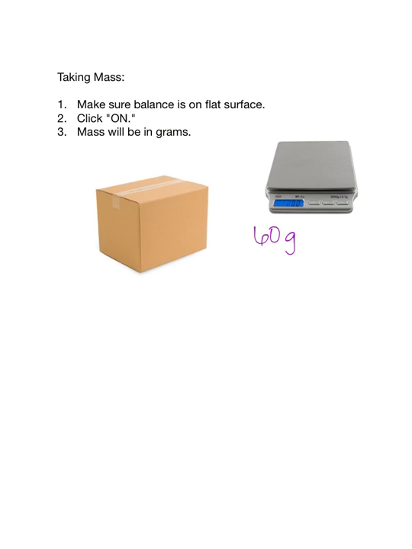I have an example that I'm going to use. It'll be a box, so that's why I have a box here. Let's just imagine I would like to take the mass of that box. All I would do is place the box on the scale, and then it would give me a reading. We're just going to pretend that reading is 60 grams. So for my mass, it will be 60 grams.